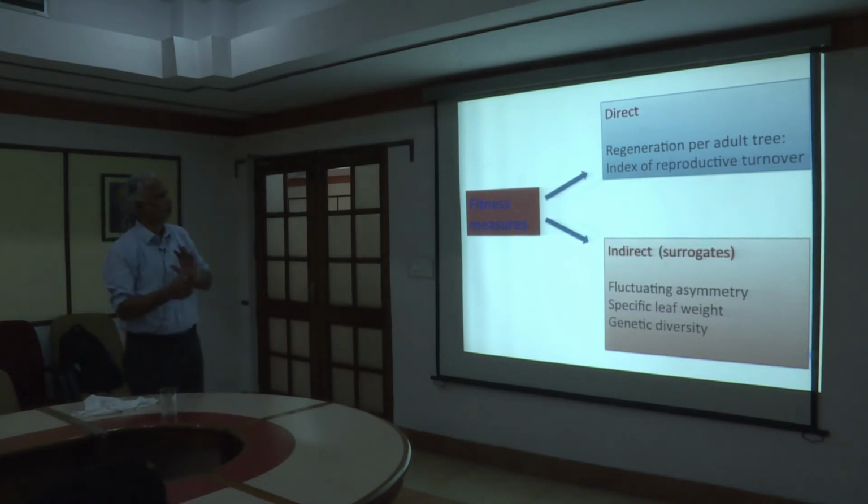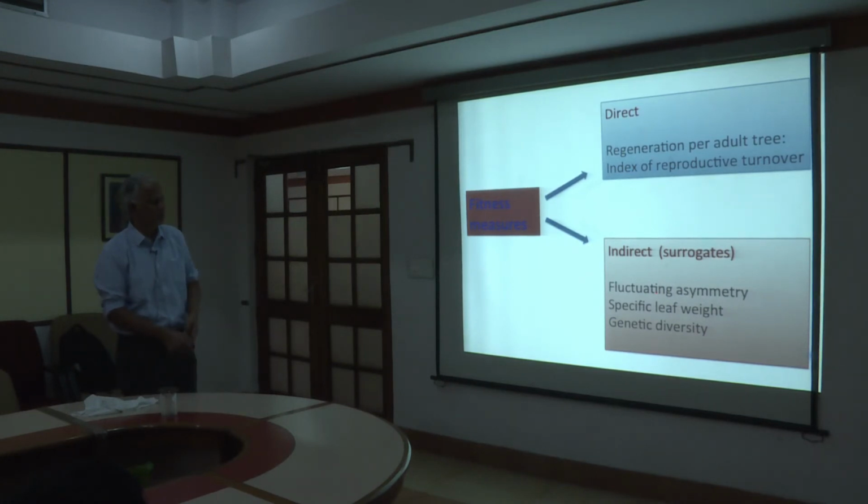So, we adopt something more workable. One approach, in the case of plants, is to look at regeneration per adult tree. How many progeny has the tree left behind? How many seeds has a tomato plant left behind, in terms of how many fruits and how many seeds per fruit and so on? That is an index of reproductive turnover. Indirectly, there are certain measures which we have found very interesting. I will talk about two or three, just to tell you that you can look at some of this more carefully when you go back home.